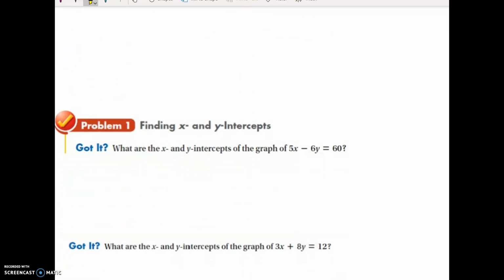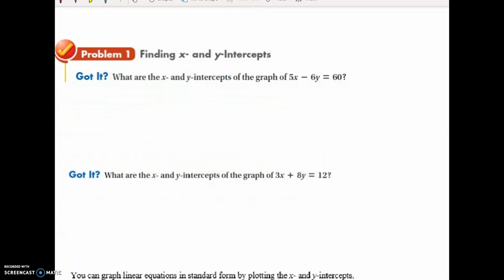So moving here to a couple of examples. In the first example, what are the x and y intercepts for this equation? And then in the second example, I'll have you try that on your own. You can pause it, try it on your own, and then you can check it with me. So first we'll do this first one together.